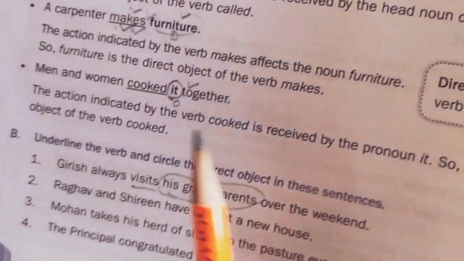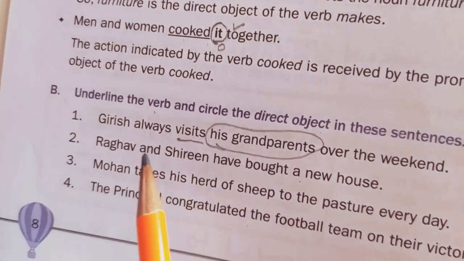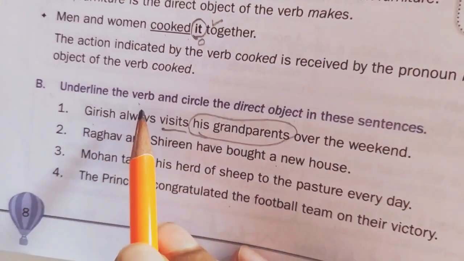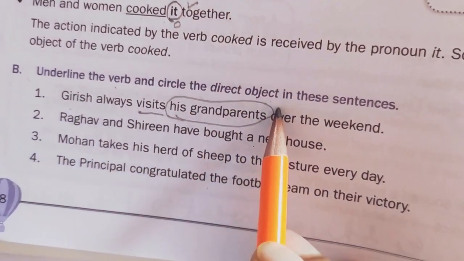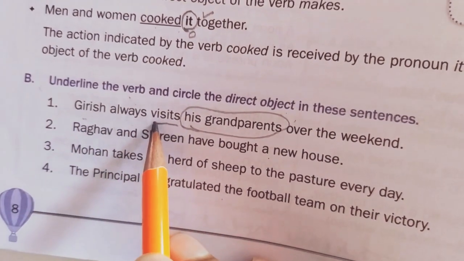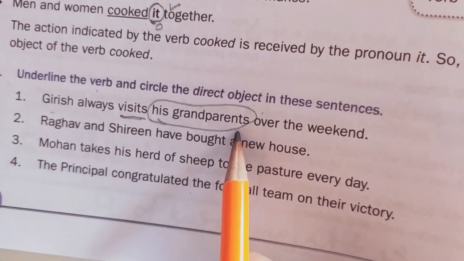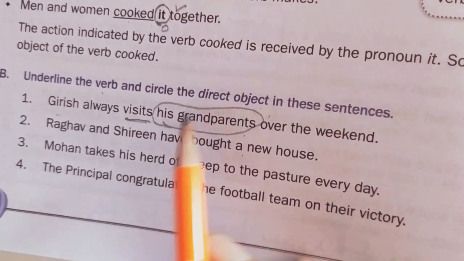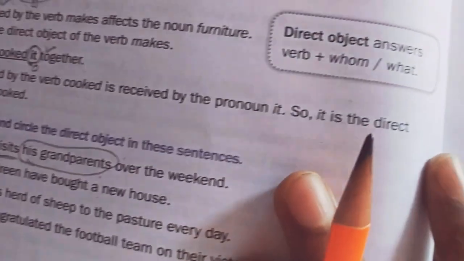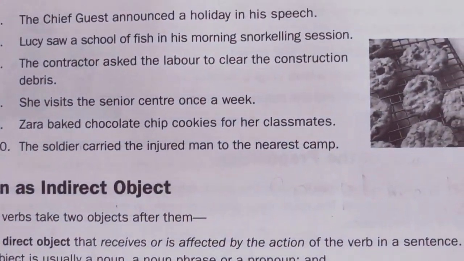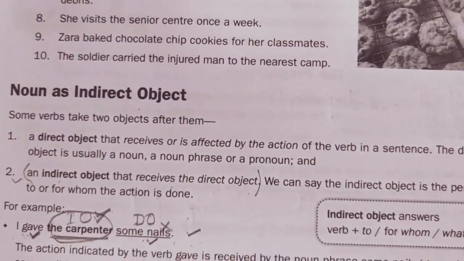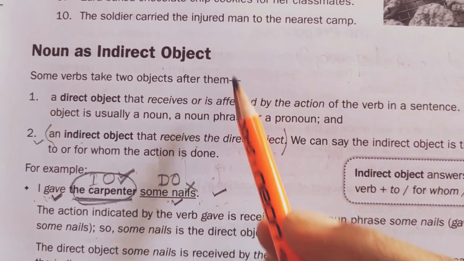Now let's come to section B. Here this is the exercise. So you have to underline the verb word, then circle the direct object. So number one, Grish always visits. So this is the verb word here. Visits whom? He visits his grandparents. So you have to circle this thing. So this exercise is your task. Do them by yourself. For now let's move to indirect object.